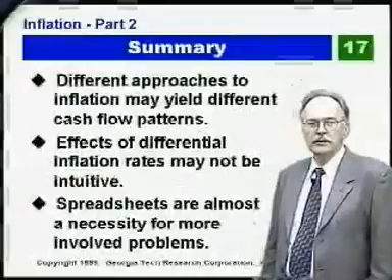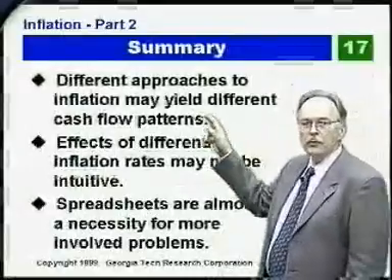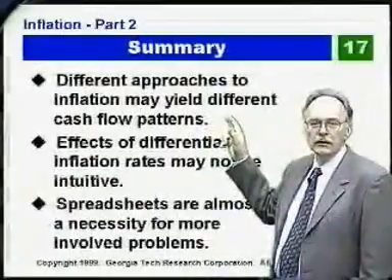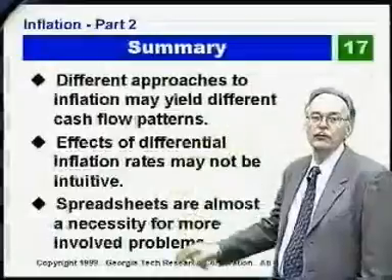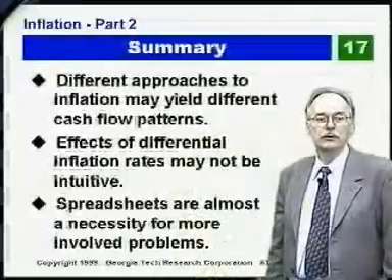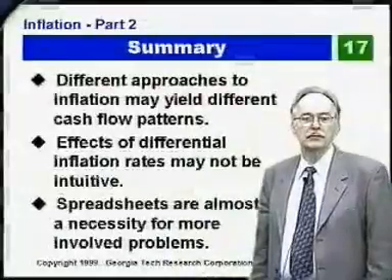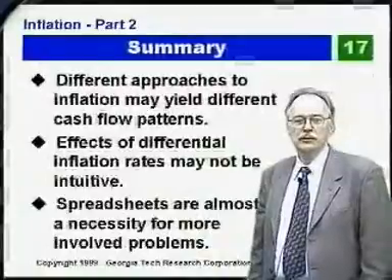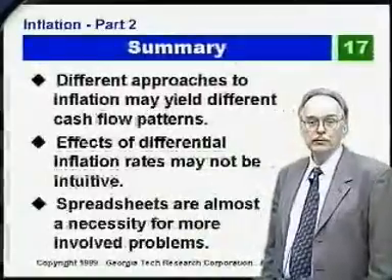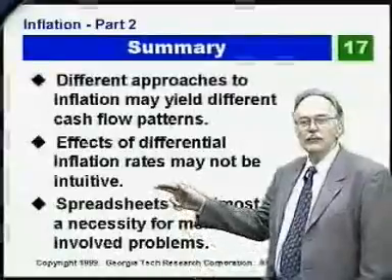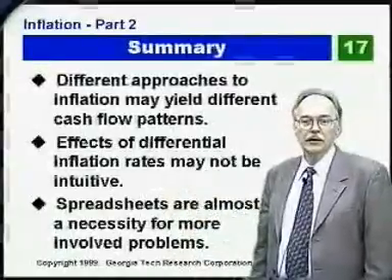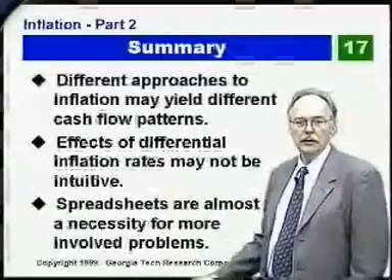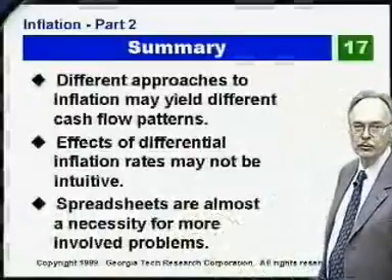So let's summarize what we've done in this lecture. Basically, we've looked at some more involved examples where we showed the different approaches to inflation may yield different cash flow patterns. So you may have to play around with different approaches to get a cash flow pattern that you're comfortable with that satisfies your objective. If your objective is to build a retirement plan, there are many different cash flow patterns that can do that. So you examine different ones, most likely using spreadsheet analysis. If you have differential inflation rates, the effects may be not exactly intuitive. Sometimes the only way you can figure out what's happening is to actually crunch the numbers. And last, of course, the spreadsheets are almost a necessity for these more involved problems.